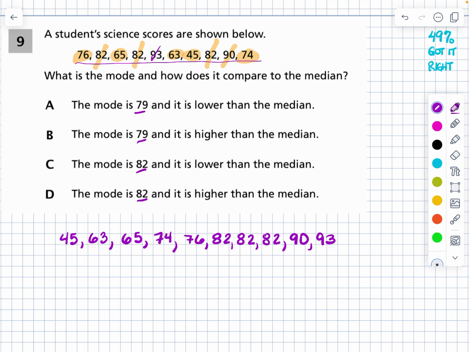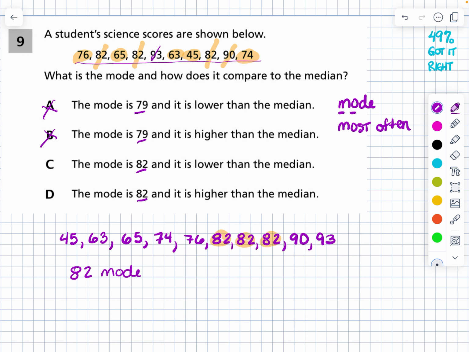This is how I remember mode. Mode means the number that you see the most often. The most often. Okay, so the number we see the most often is this 82. We have 3 of them, and there's no other numbers in this list that have 3. So that is our mode. 82 is our mode. So let's just write that down. So now we know A and B are not the answer. So it's got to be C or D.